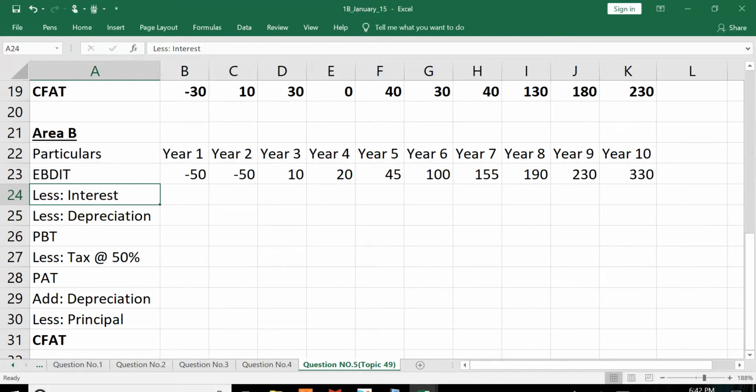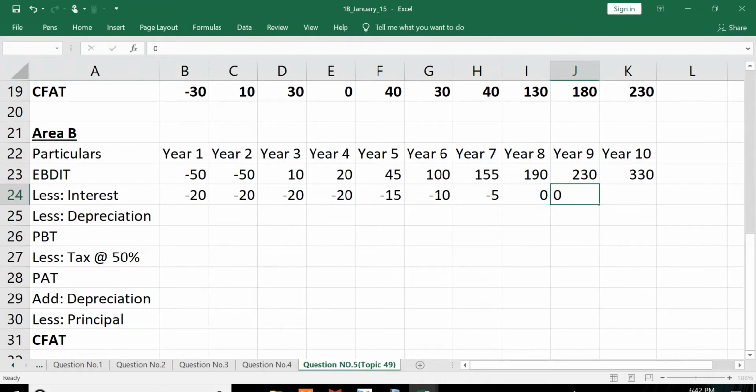Okay, coming to the interest part. What's the interest part? 10%, so 20, 20, 20, 20. For the first 4 years, you will pay on the entire amount. Thereafter, on 150, on 100, on 50: 20, 20, 20, then 15, 10, 5, 0, 0, 0.